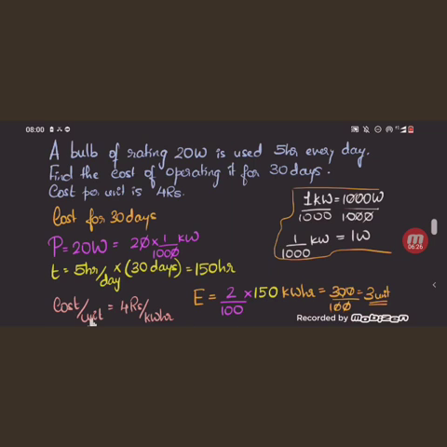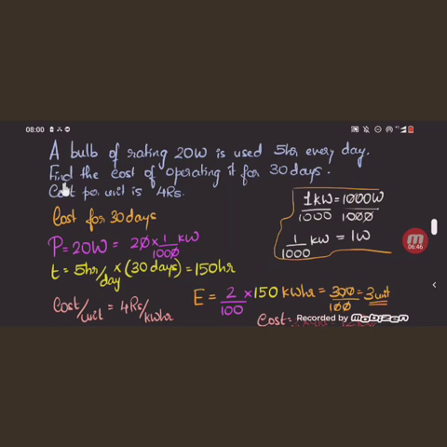And we know for each unit, we have to pay 4 rupees. So for 3 units, how much should we pay? For 3 units, we are going to pay 4 times 3, that is just 12 rupees. So the cost is going to be 3 times 4 rupees. That's going to be 12 rupees. And we have solved our problem.